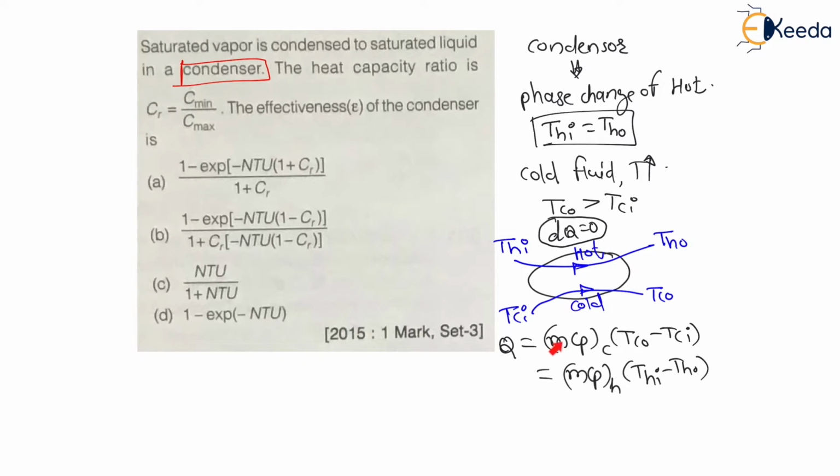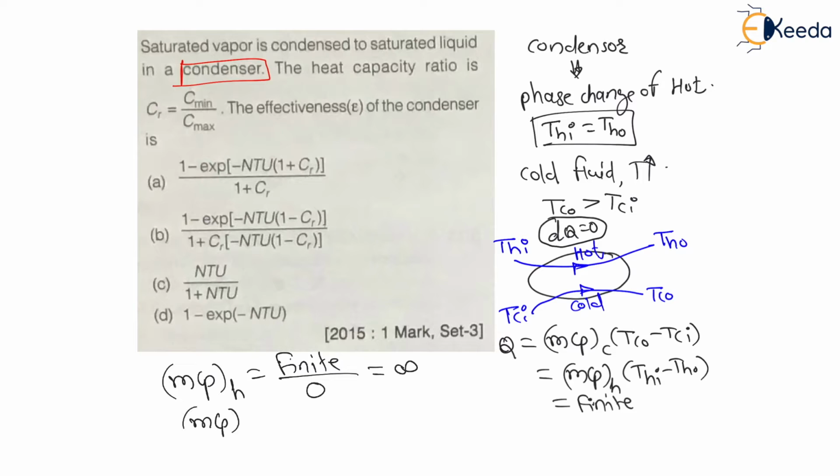Now my dear students, here mass of cold fluid, Cp of cold fluid and temperature difference of cold fluid are all finite values. Therefore this heat transfer will be equal to some finite value. But here for hot fluid, the temperature difference will be zero because it is a phase change, right? Therefore can I say this mCp of hot fluid is equal to some finite value divided by temperature difference of hot fluid, that is zero, which is nothing but infinite. Therefore my dear students, here this mCp product of hot fluid is nothing but mCp maximum, which is also called C maximum.